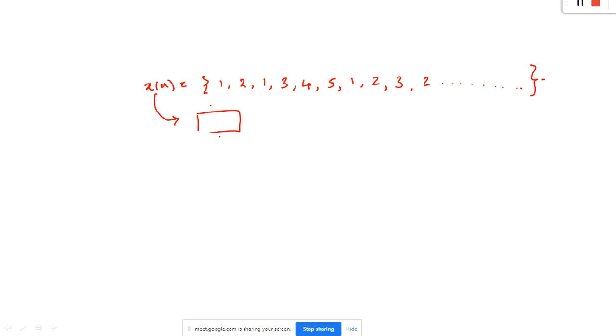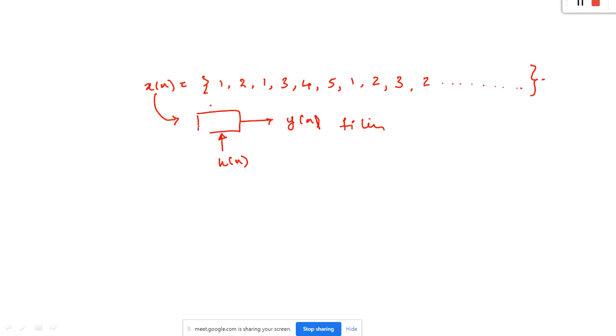Assume that the input x of n is a sequence you are getting continuously: 1 2 1 3 4 5 1 2 3 2, and so on. For your system, I am continuously feeding the x of n values, and there exists some impulse response values. Now I need to perform the filtering operation for the system.